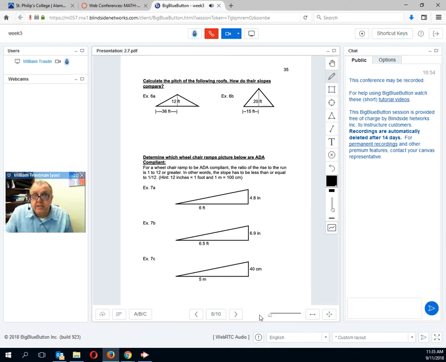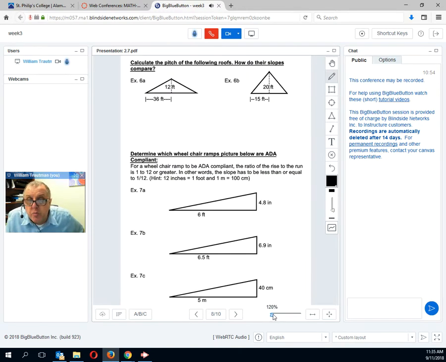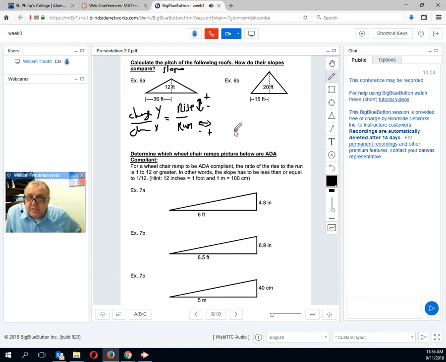We want to calculate the pitch of the following roofs. By the way, pitch is just another word for slope. So remember, slope is the change in y divided by the change in x. There's different ways of writing it. Some people call it rise over run. Rise is going up or down. Up is positive, down is negative. Run is going right or left. To the right is positive, and to the left is negative.